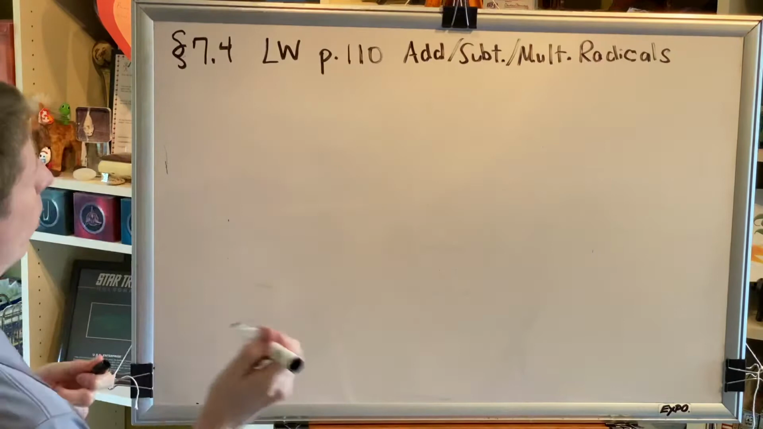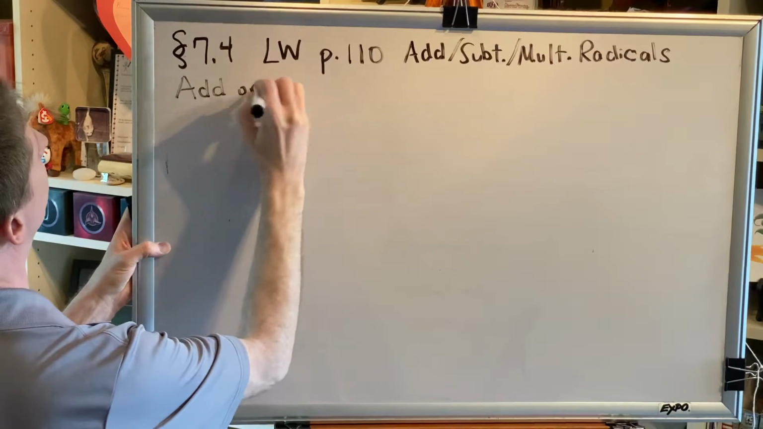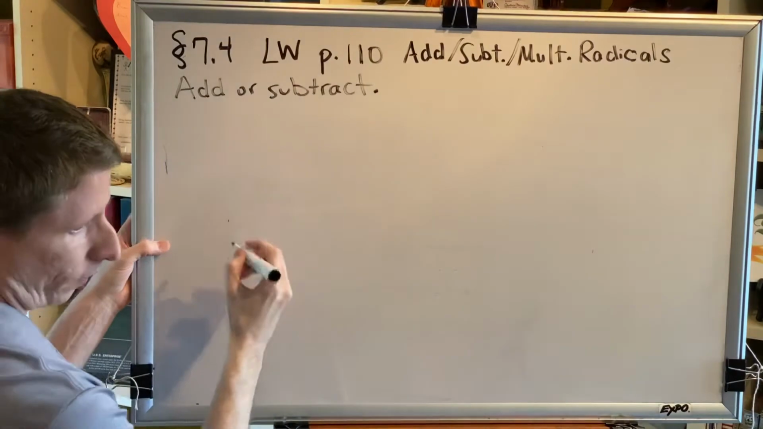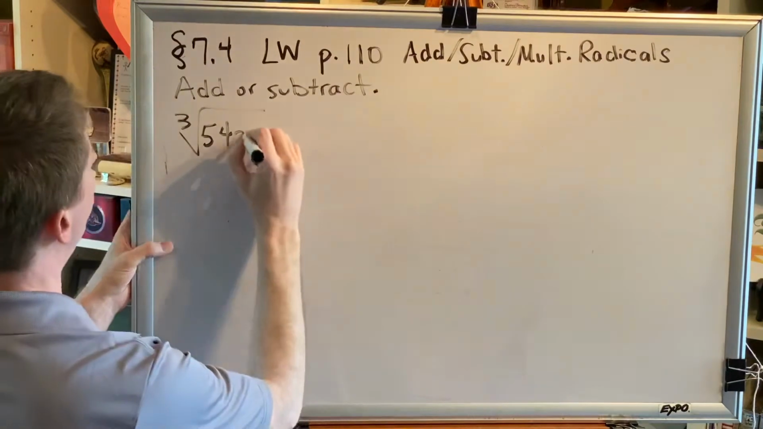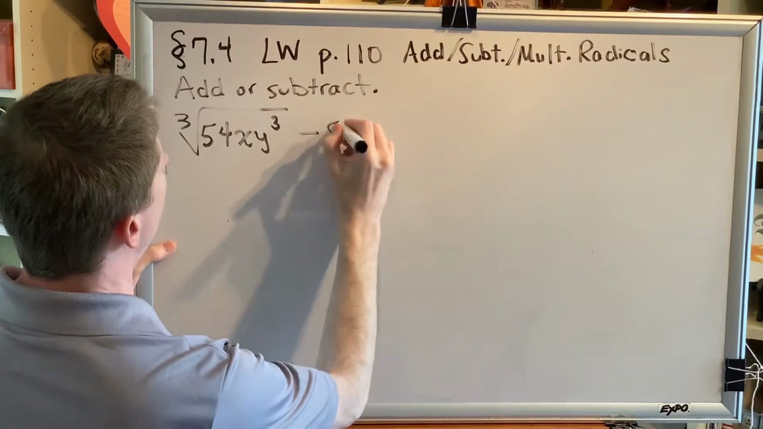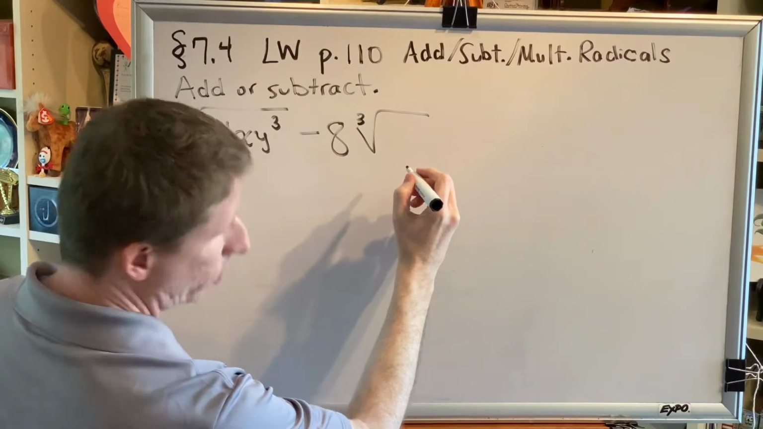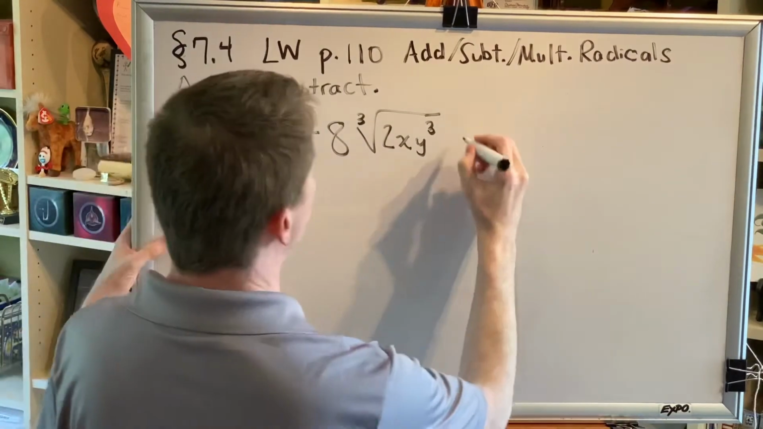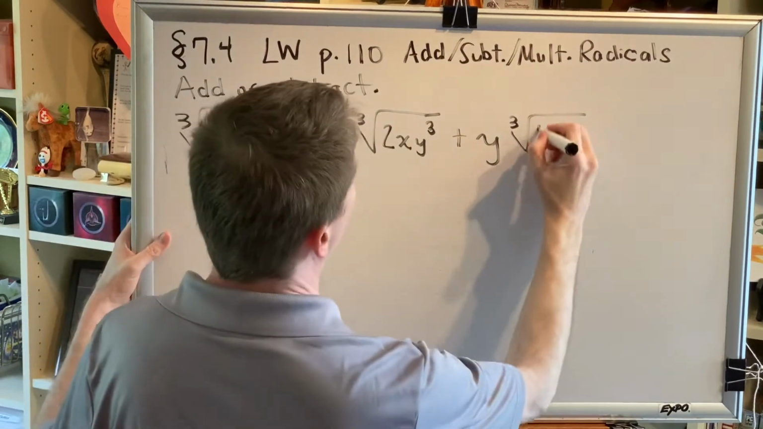In this problem, we're asked to add or subtract as appropriate. And we have the following: the cube root of 54xy cubed, minus 8 times the cube root of 2xy cubed, plus y times the cube root of 16x.